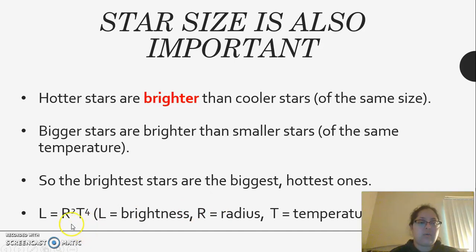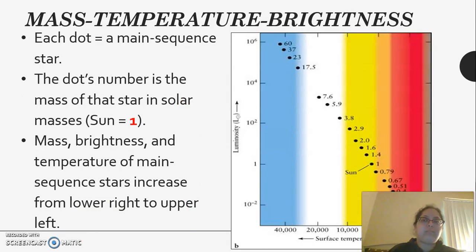Okay, and this is just an equation that helps calculate the brightness. But again, I'm not going to make you do that math. I just want you to understand that that's how it's calculated. So if you look at the mass and the temperature versus the brightness, remember that right here they go ahead and mark the mass.